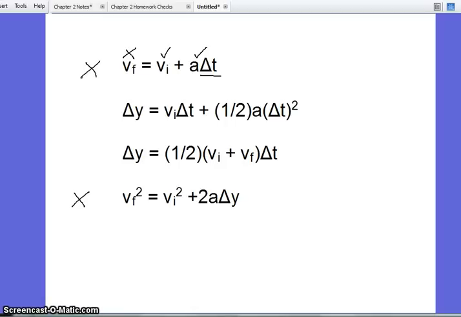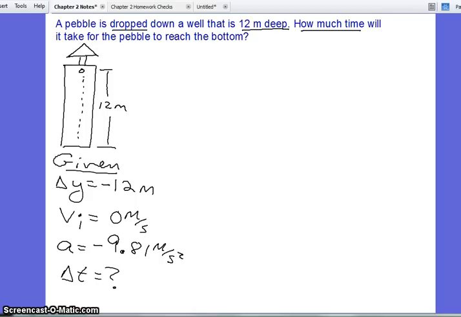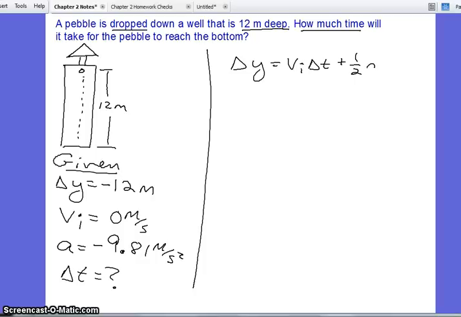Our second equation, we're solving for time, so we need to know acceleration, which we do. The initial velocity is 0, and delta y is negative 12 meters. So that's the equation we're going to use. Let's rewrite this equation over to the side. We have delta y equals vi delta t plus 1/2 a delta t squared.